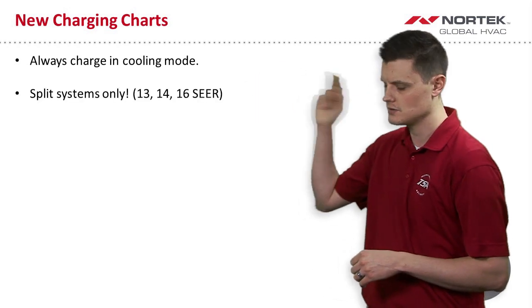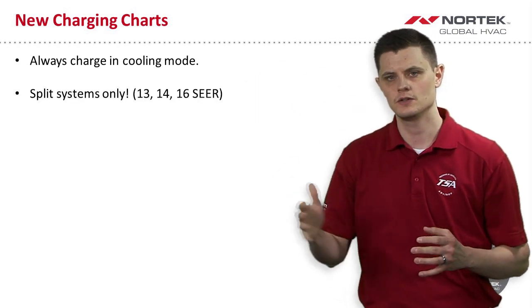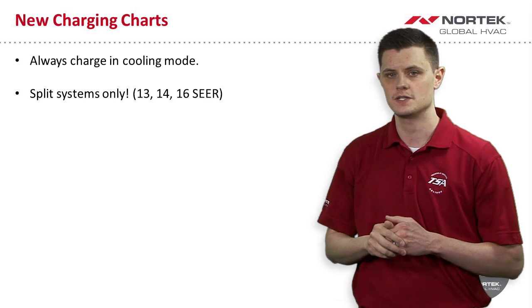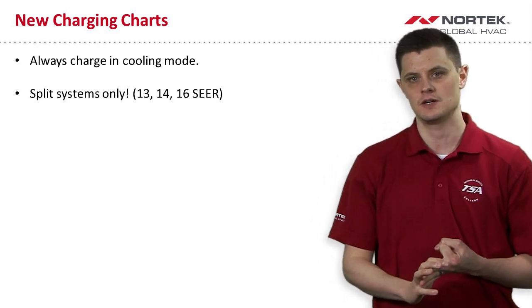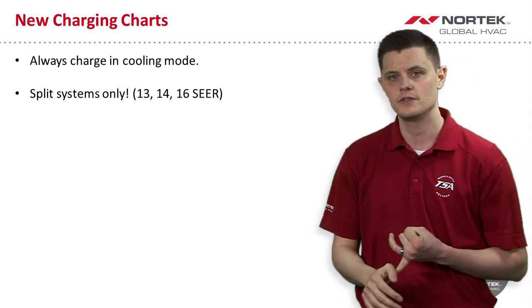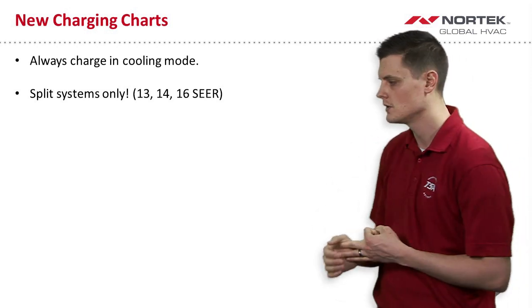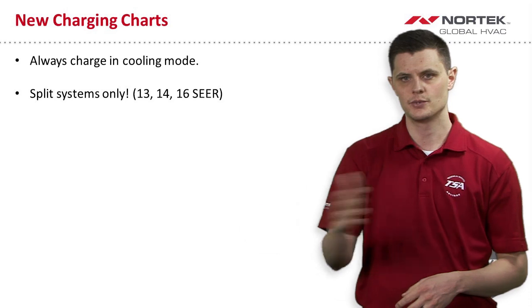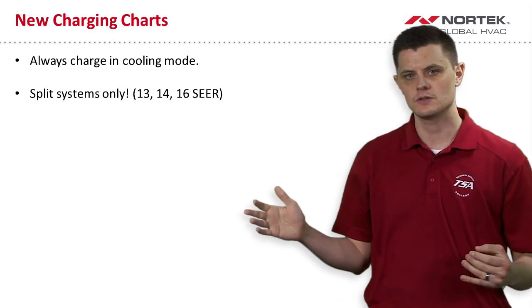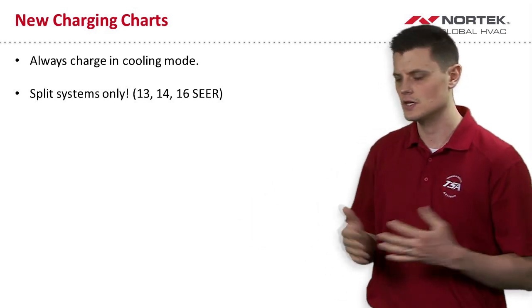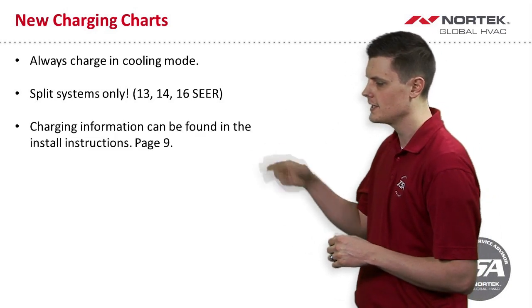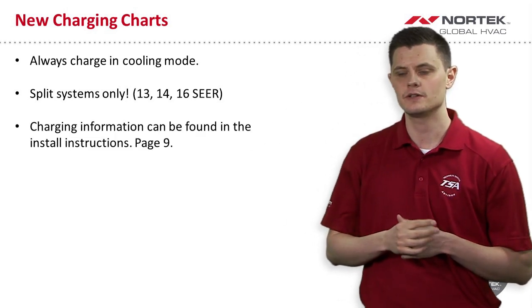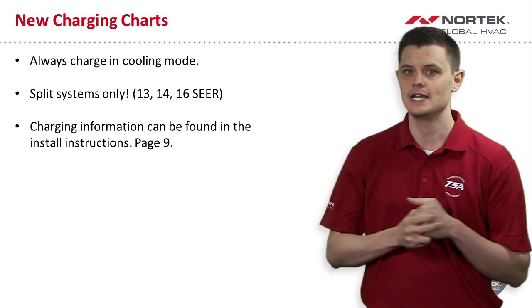Again, the charging charts that you'll see in the field are only going to be for the split systems. So your 13, your 14, and your 16 SEER models will only have the new charging charts in them. So again, this isn't an across the board change or rollout, if you will. It's just going to be for those types of models. The charging information can be found in the install instructions on page 9.